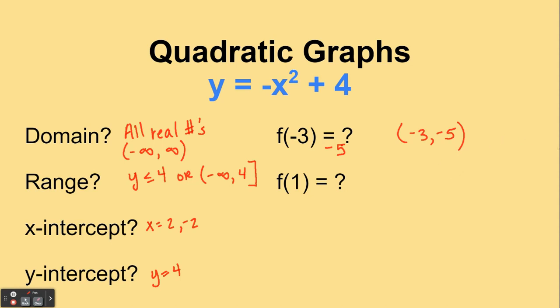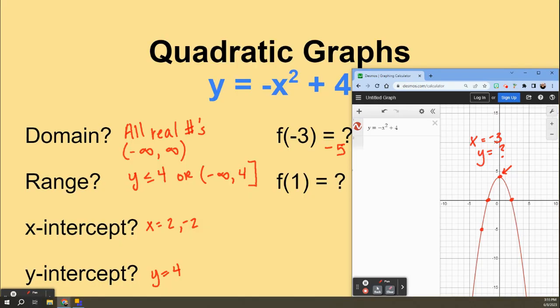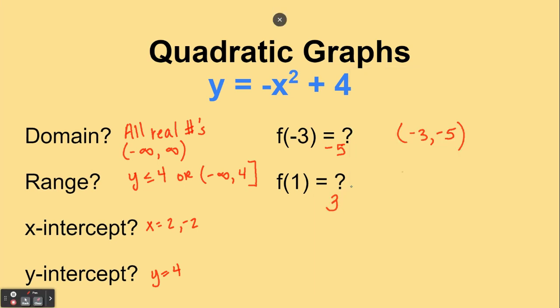Let's do one more like that. Let's read the point f of 1, or the value f of 1. So that's saying when x is 1, what is y? So when x is 1, I'm at this point right there. There's a point 1, 3. So my answer f of 1 would have to be 3 because I found the point 1, 3.